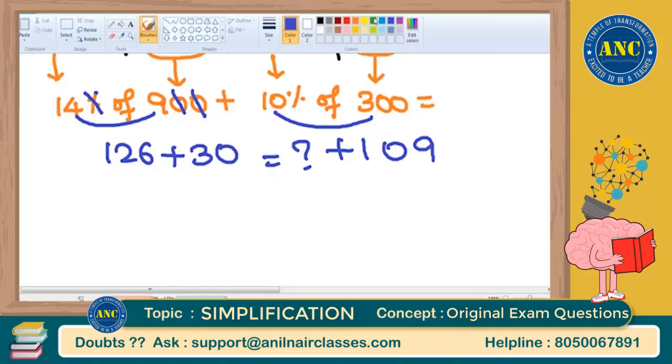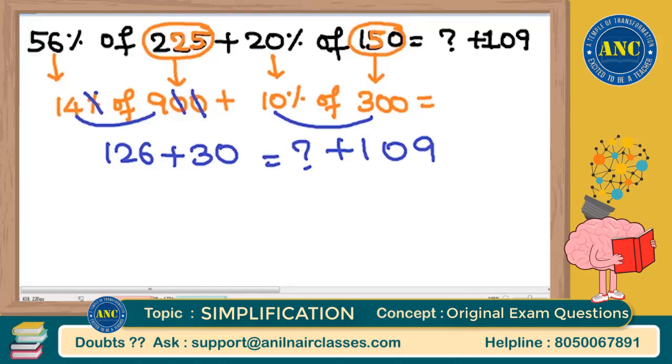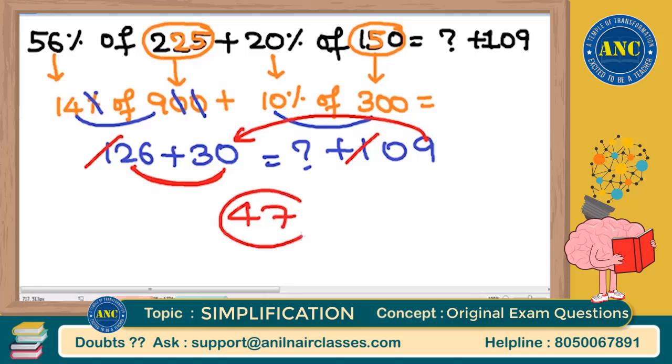Again simplify then and there itself in a smarter approach. 100 here, 100 here cancels. 126 plus 30 is 156. 156 minus 109 is 47. Answer is 47.